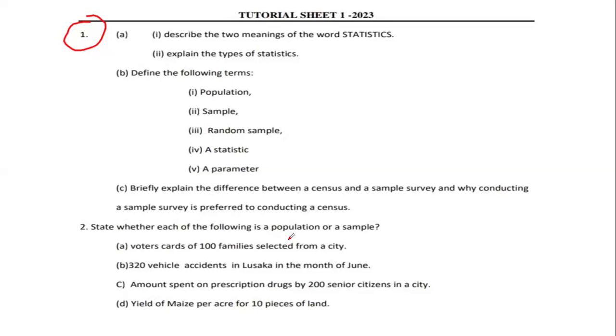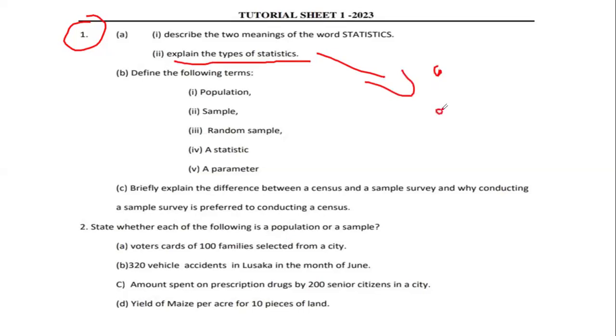And then the other one is a field of study, and that field of study is defined as the collection, analyzing, and interpreting of data. So those definitions have to be in your head. And then here you can see they're even saying explain the types of statistics that we have. So we said we have 2 types of statistics.